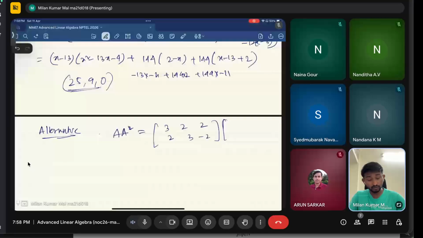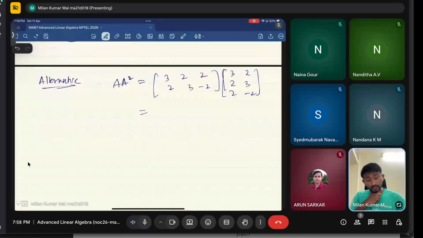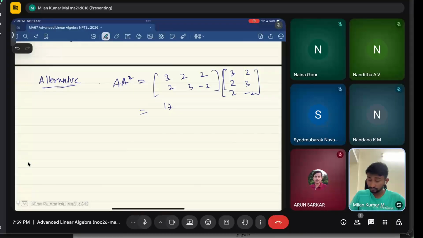So here I think it is possible to do: 3 3 is 9, 9 plus 4 is 13, 13 plus 4 is 17. And this will be like 3 2 is 6, plus 6 is 12, minus 4, that is 8. And this is 2 2 is 4, plus 9, plus 4, that is 17. So this is the matrix.